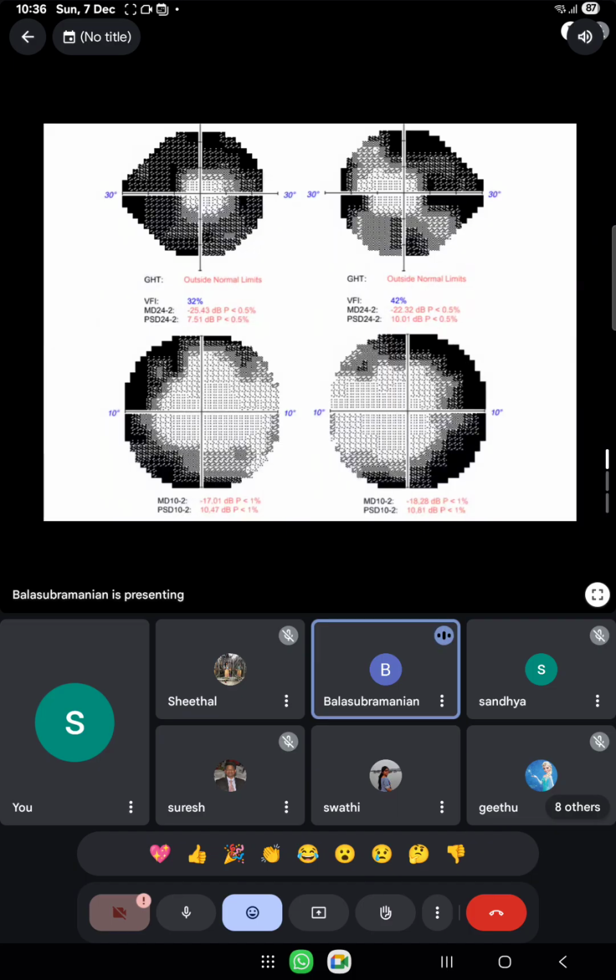Can you tell me what is this GHT? Glaucoma Hemifield Test. What is VFI? Visual field index. MD? Mean deviation. And PSD, pattern standard deviation. What is that P meaning? Capital P?